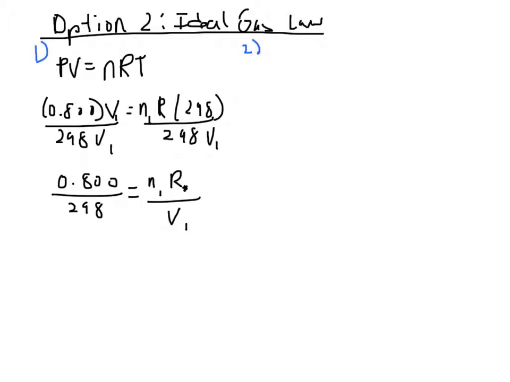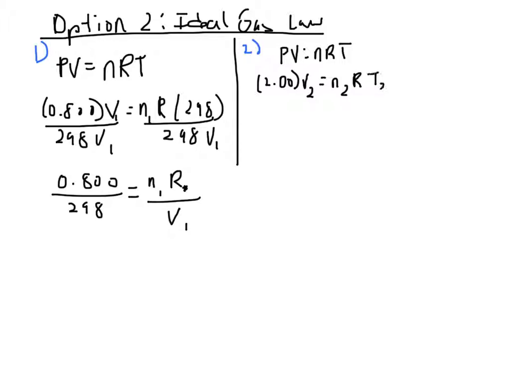Alright, so let's make a dividing line. Let's look at stage 2. We start off with our ideal gas law, and let's fill in with the information we get from stage 2. The only information we have at stage 2 is that the pressure is 2 atmospheres. Remember, we're trying to solve for temperature. Volume, we don't know what it is, so we'll say V2, because we're at stage 2. N2, R, and then we don't know what temperature is, so we'll call that T2.